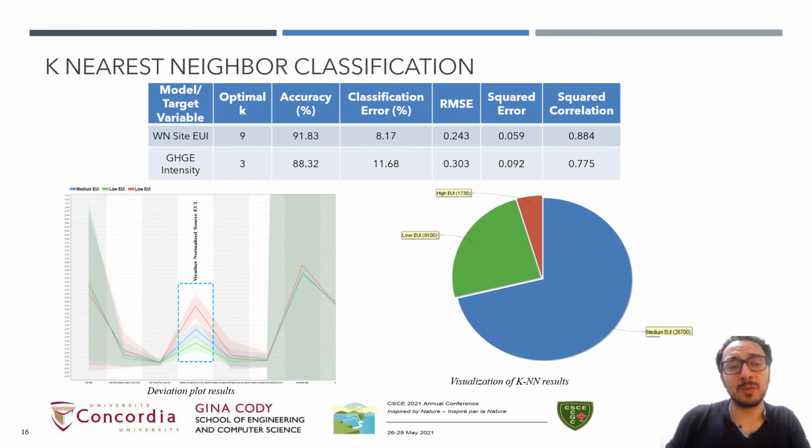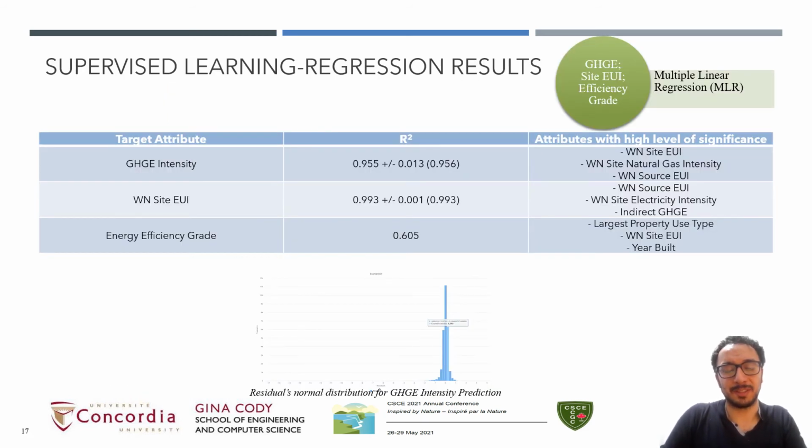In parallel, we ran k-nearest neighbor classification, and we reached accuracies for the developed models of 91% for weather normalized site EUI and 88% for greenhouse gas emission, sorry. And here are some visualizations of our results.